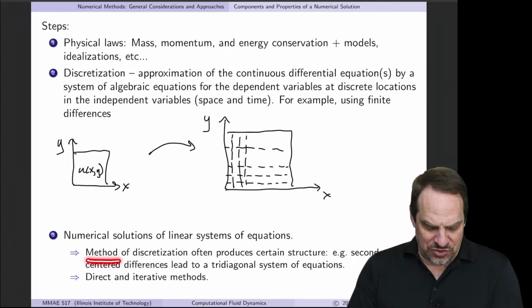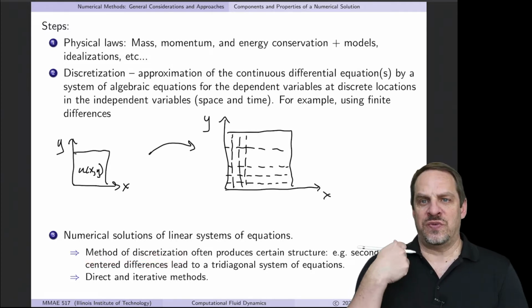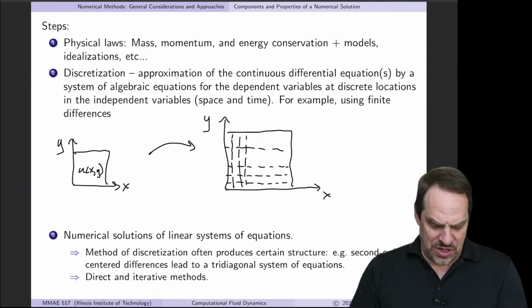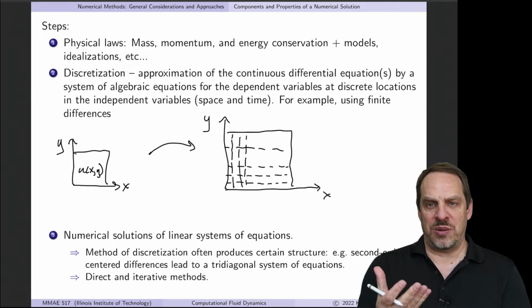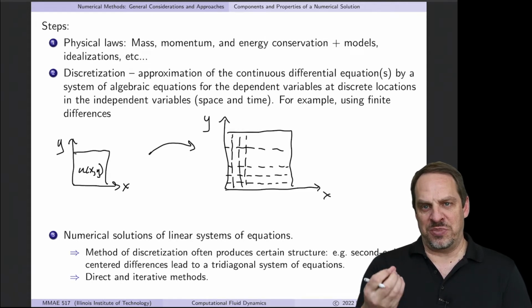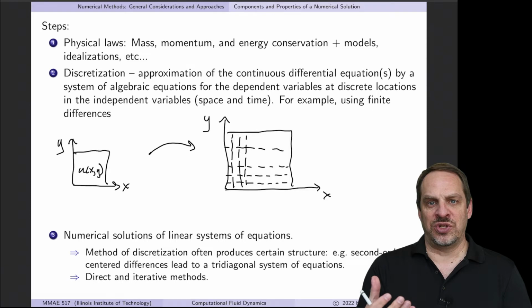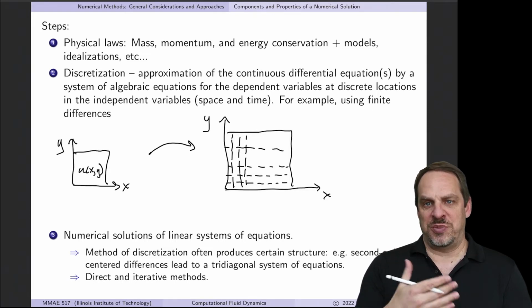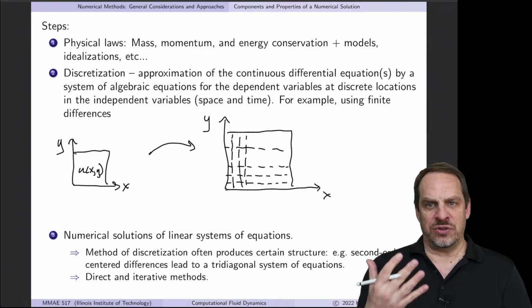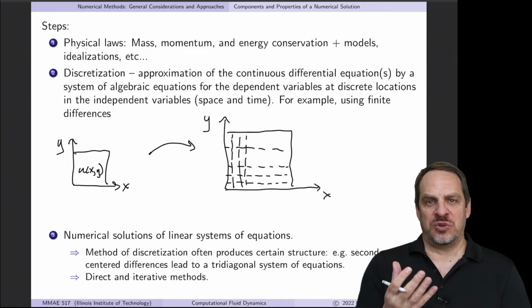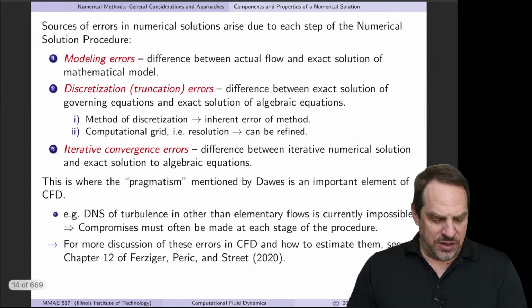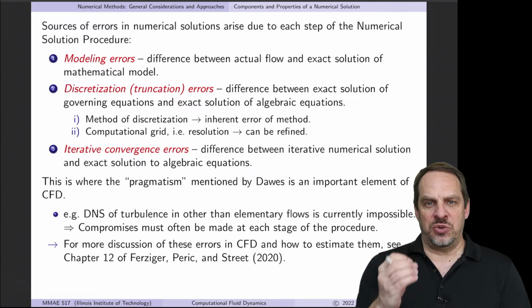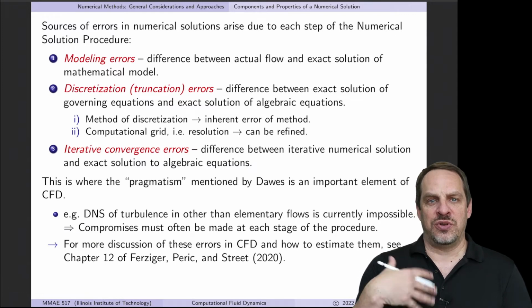The method of discretization, so whether we used finite difference methods, finite element methods, that is going to produce typically a certain structure, some sort of structure to the matrix problem. Sometimes the matrix problem might be sparse, meaning lots of zero coefficients. Maybe it's structured, maybe it's unstructured, tridiagonal, but the properties of that matrix problem will be determined by how we did the discretization itself.